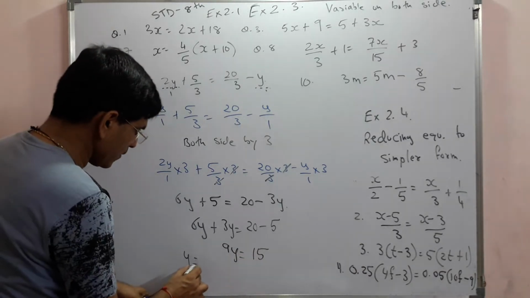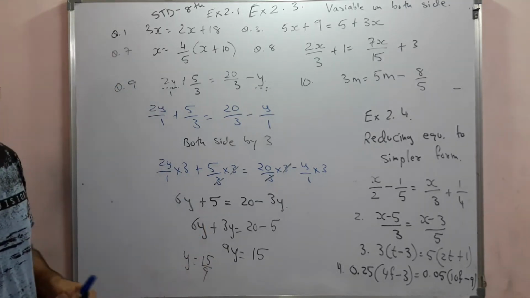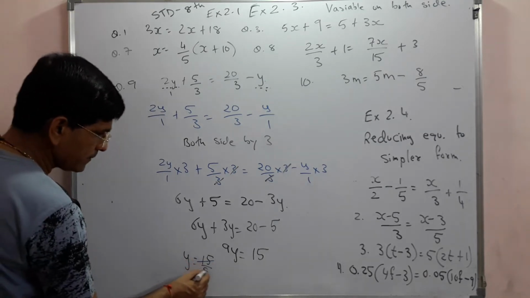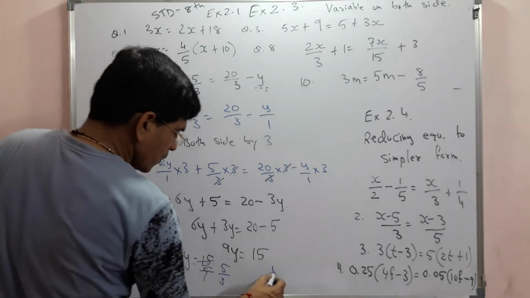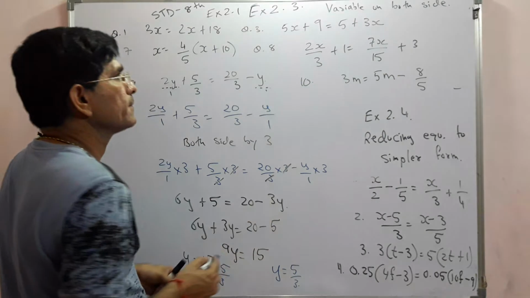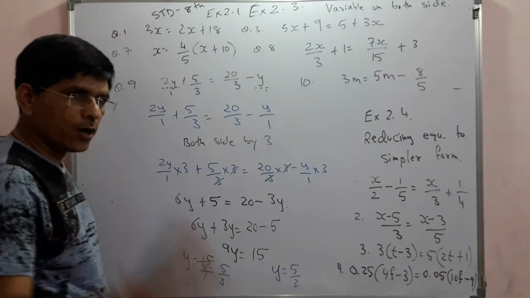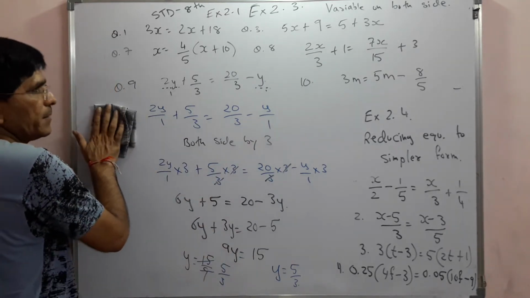Therefore y is equal to 15 upon 9. If we can cancel it, we can. How? 15 divided by 9, we divide by 3. 3 5s are 15 and 3 3s are 9. So the answer is y is equal to 5 by 3. So in different types of sums where denominators are there, at that time we have to take the LCM. Here it is easy, we can take LCM as 3.